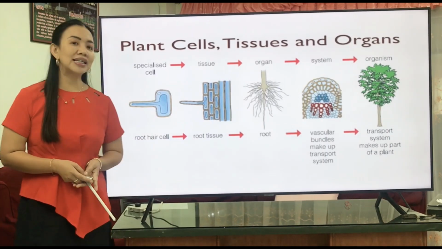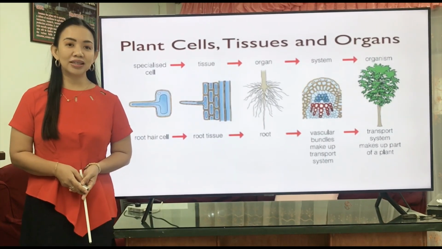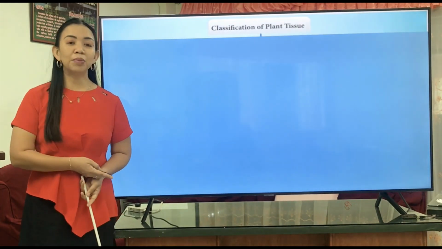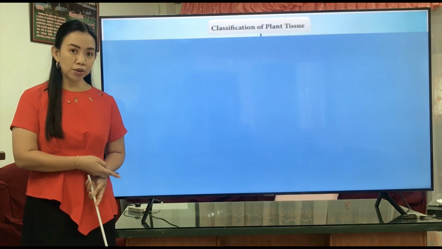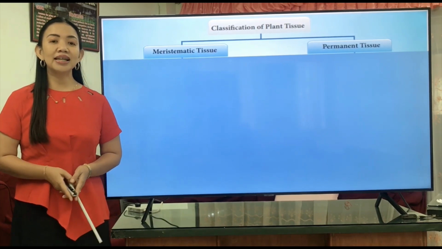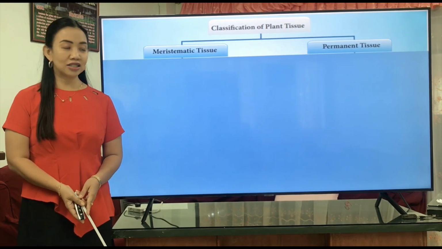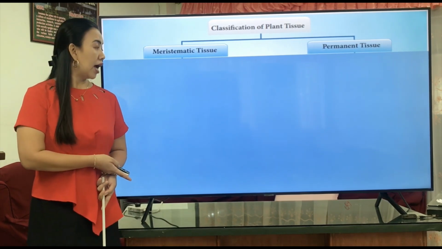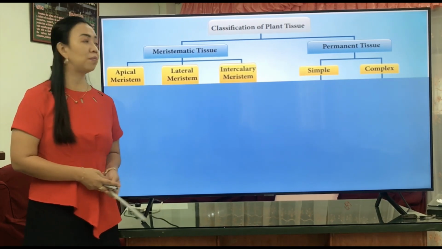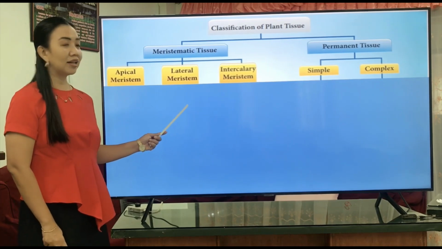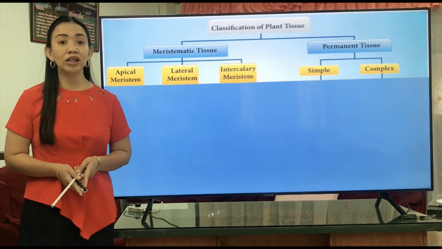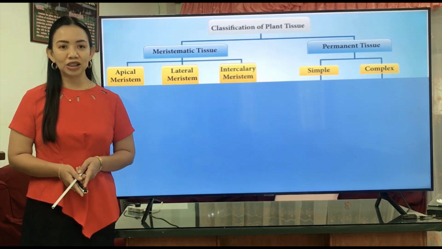So in short, without a single cell, the occurrence, the development, and the maturation of an organism is not possible. Plant tissues can be classified into two: the meristematic tissue and the permanent tissue. In our succeeding slides, we will be discussing the characteristics of these different groups of tissues. Meristematic tissues have three types based on their position or location on the plant: the apical, the lateral, and the intercalary meristem. The permanent tissues are subdivided into two groups, the simple and the complex permanent tissues.